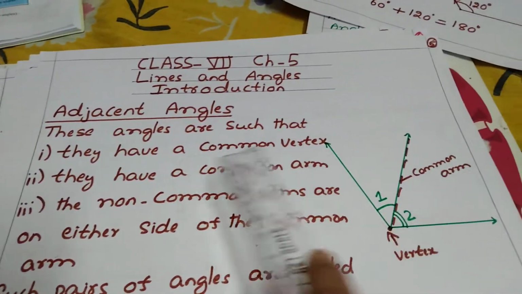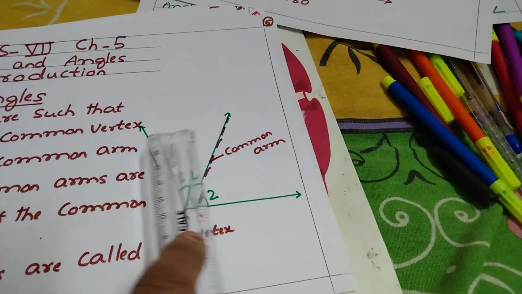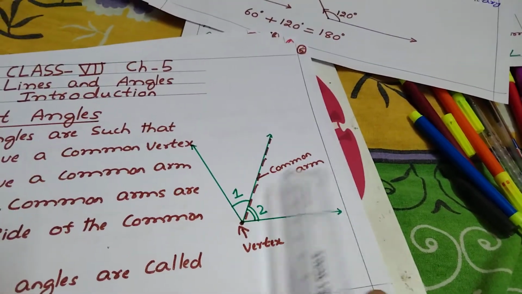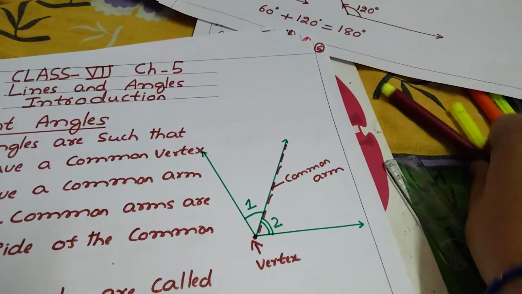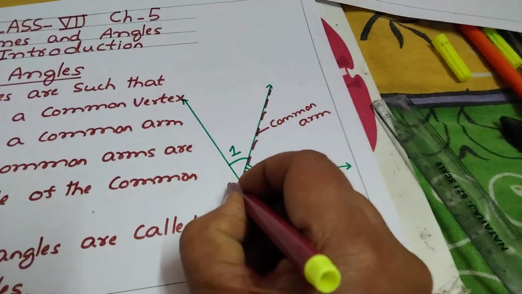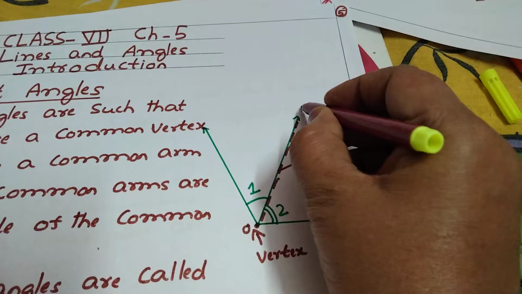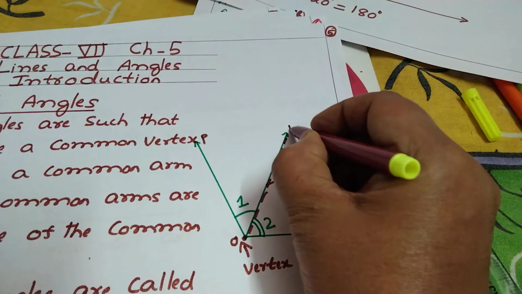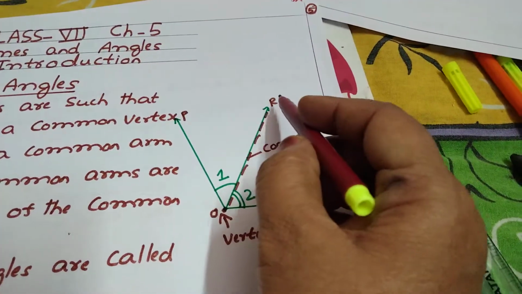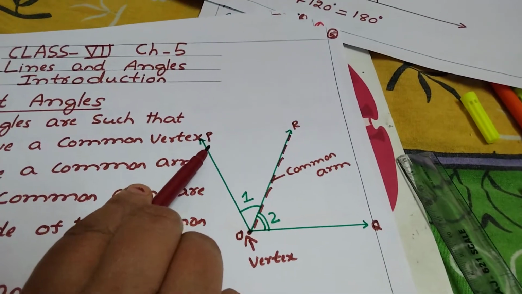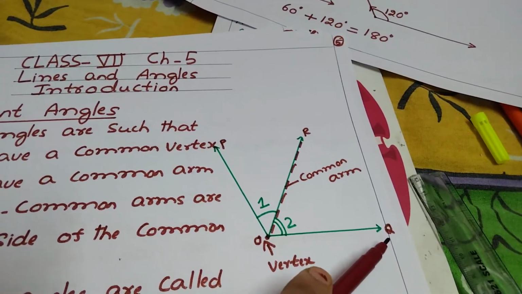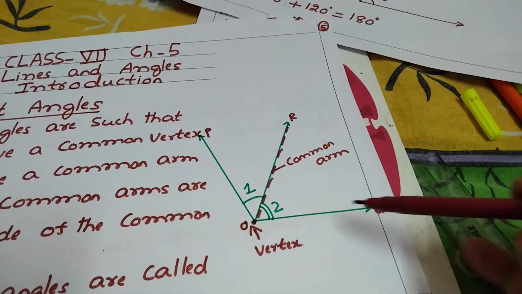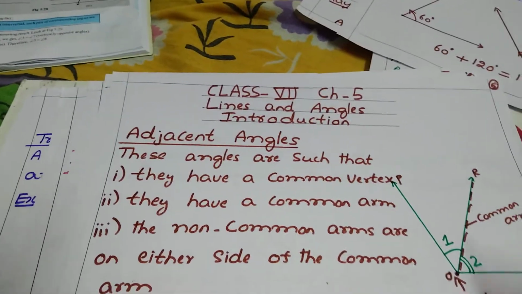So what are the features of an adjacent angle? Two angles are there, one here and one here. If we give names, this is O, and this is P, Q, and this is R. So OR is the common arm, and OP and OQ are the non-common arms. Here the angles POR and ROQ are adjacent angles.